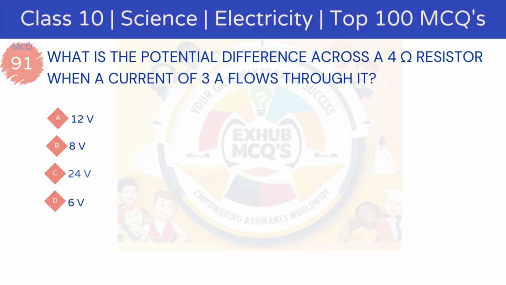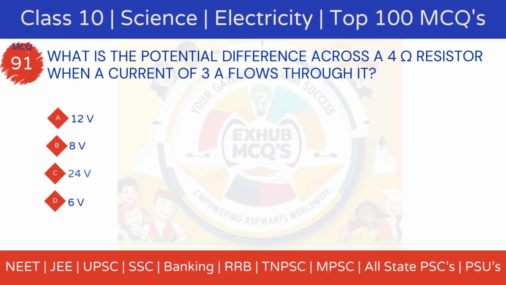MCQ 91. What is the potential difference across a 4 ohm resistor when a current of 3 amperes flows through it? Option A, 12 volts. Option B, 8 volts. Option C, 24 volts. Option D, 6 volts.